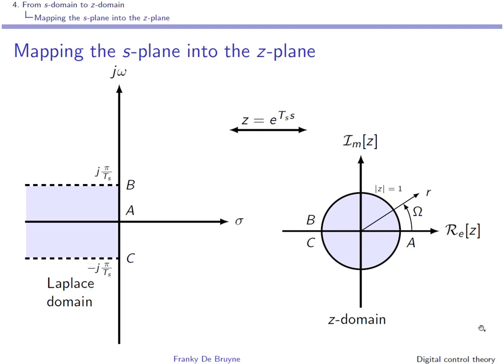We can now make the link with the sampling theorem of section 6. If we consider spectra of signals, we need to compute the Fourier transform of a signal f of t. This is F of j omega. Remember that if sigma is in the domain of convergence of the Laplace transform F of s, we can simply use the Laplace transform and replace s by j omega. But what is important is that we have to work on the j omega axis to consider spectra.